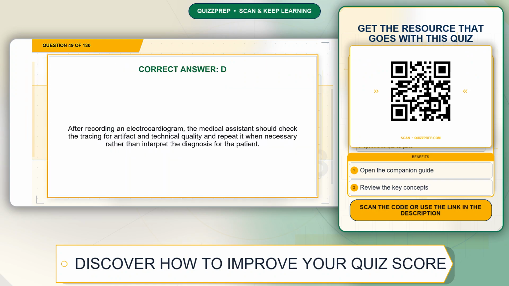Explanation. After recording an electrocardiogram, the medical assistant should check the tracing for artifact and technical quality and repeat it when necessary rather than interpret the diagnosis for the patient.